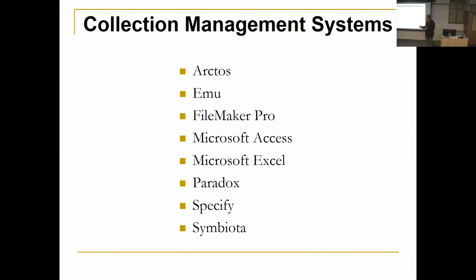Some of you may be familiar with different collection management systems. You may have heard of Arctos, which was invented more for museums, and a lot of the vertebrate people use it. KE EMu is for those institutions with lots of money, like the Field Museum and New York Botanical Garden. It's quite expensive software. Then there's good old FileMaker Pro, Microsoft Access or Excel, and Paradox, kind of a government one. Specify and Symbiota are two of the larger ones out there now that most biological collections are using to manage their herbarium or entomology collections.